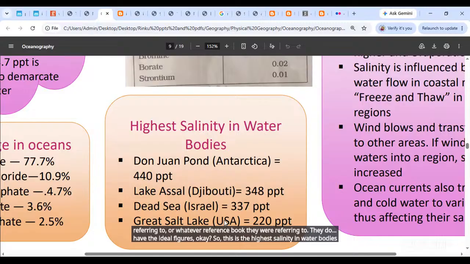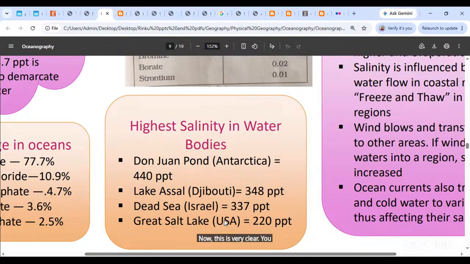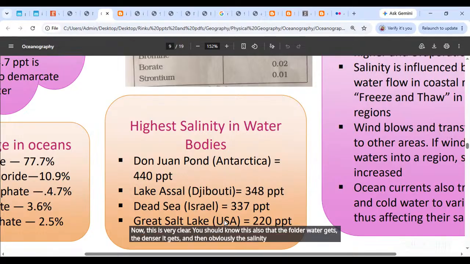Don Juan Pond in Antarctica has a salinity of 440 ppt. Now this is very cold. You should know that the colder water gets, the denser it gets, and then obviously the salinity will be higher. Lake Assal in Djibouti has a salinity of around 348.